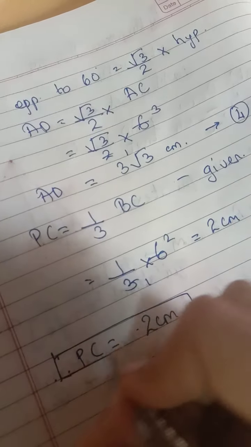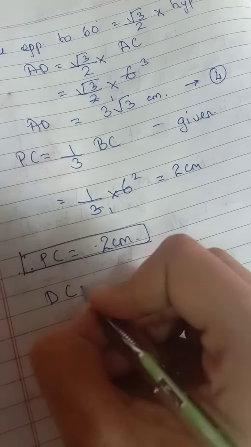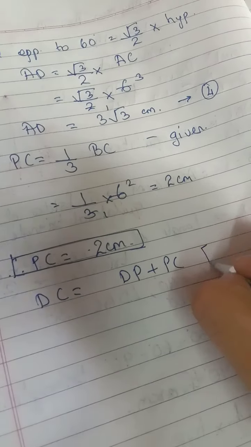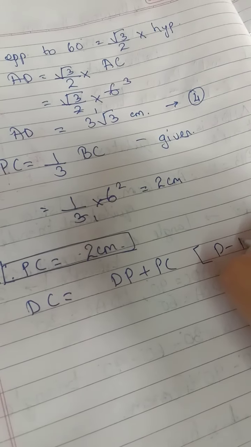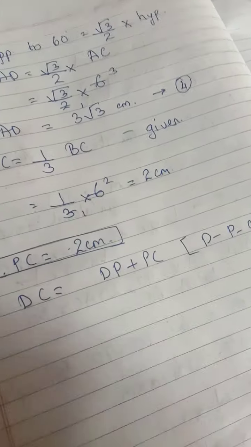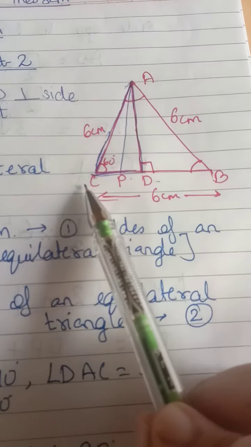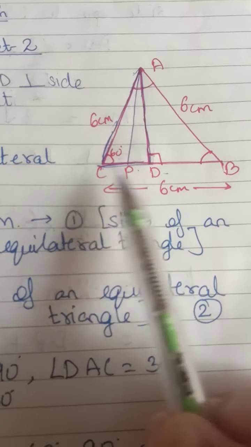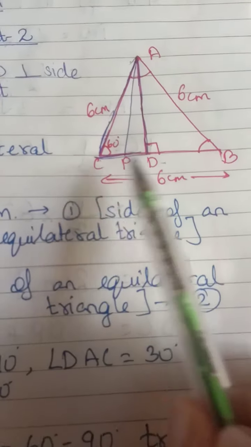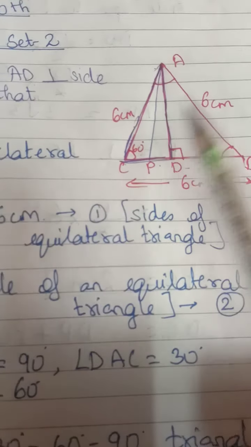Now, in my diagram, DC is equal to DP plus PC. Why does this come? Because D, P and C are collinear points. If you see the segment DC, it is equal to PC plus DP. I can name it the way I want. I can also write it as CD is equal to CP plus PD. There is nothing wrong in that.